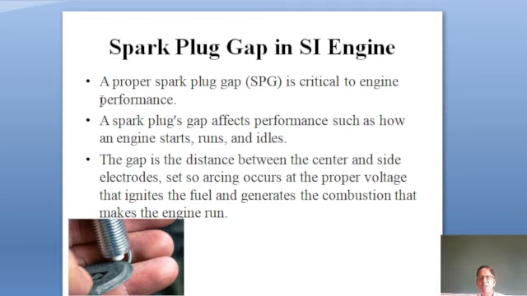So if the spark plug gap is too high, then a lot of voltage is required to overcome the gap. Sometimes for the engine it is not possible to generate such a high voltage, and that is why the spark may not be generated. And when the spark is not generated, then the air fuel mixture is not burned, and the unburned air fuel mixture goes out of the engine, and the mileage of the engine comes down drastically.